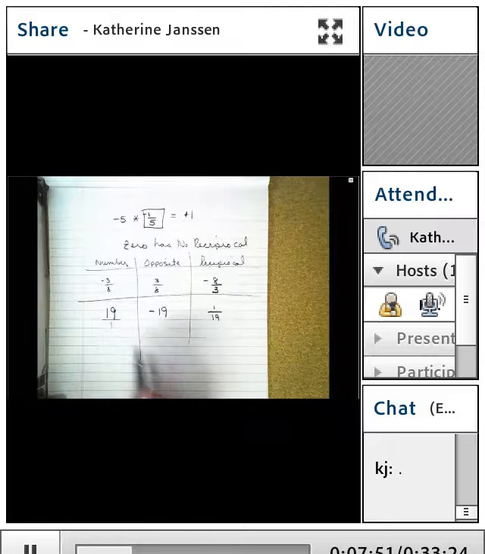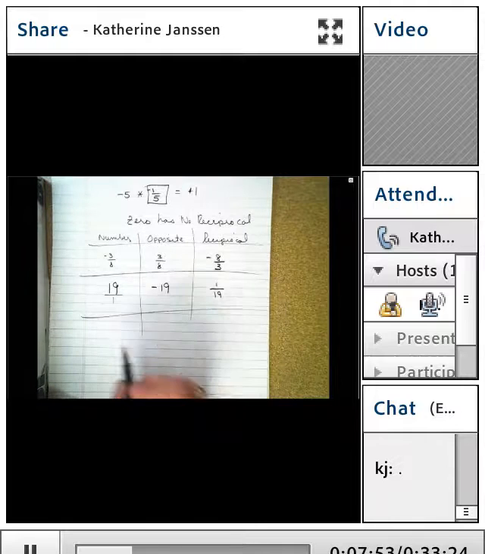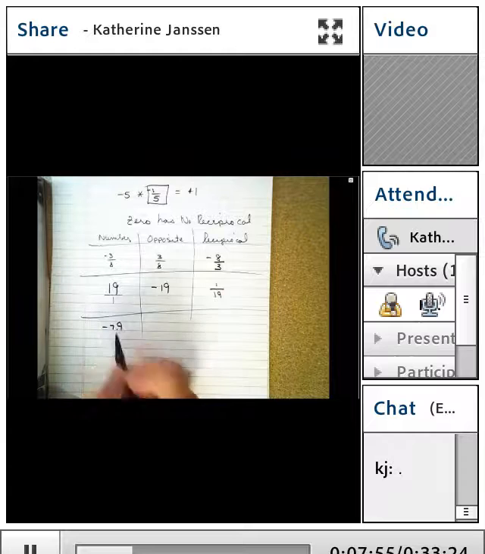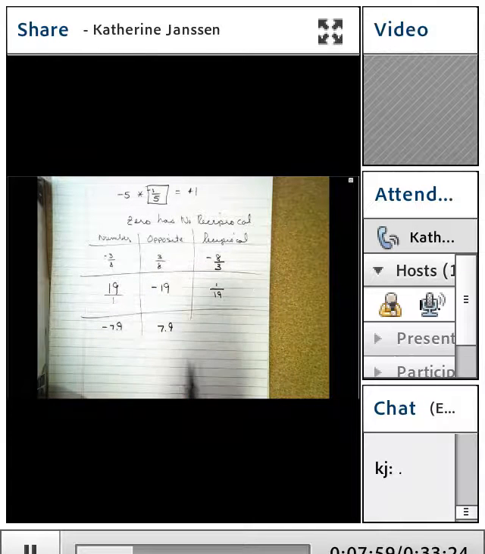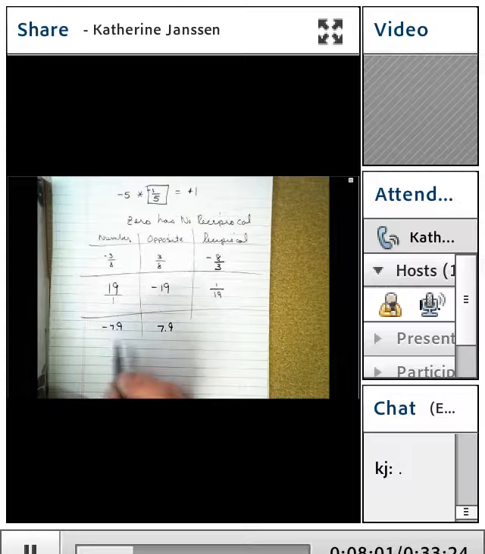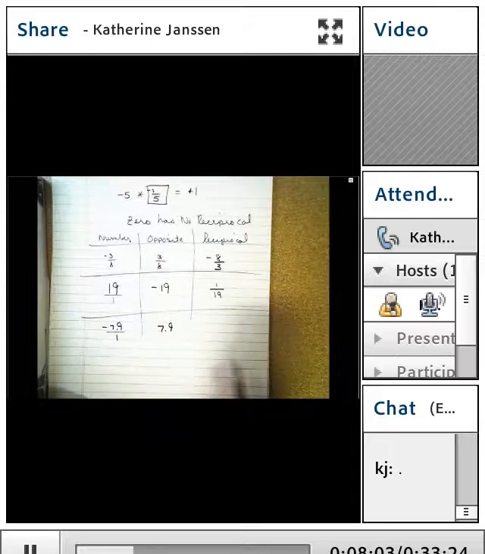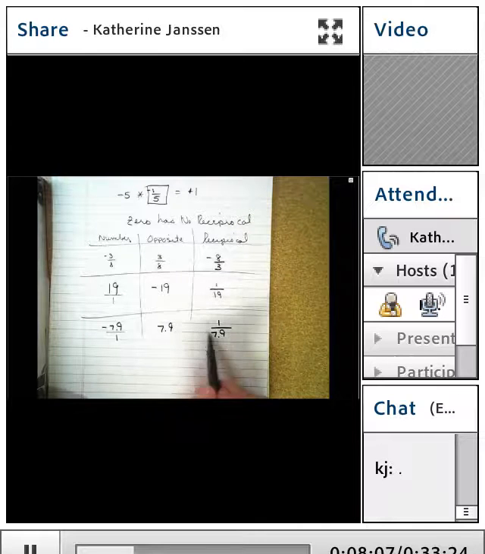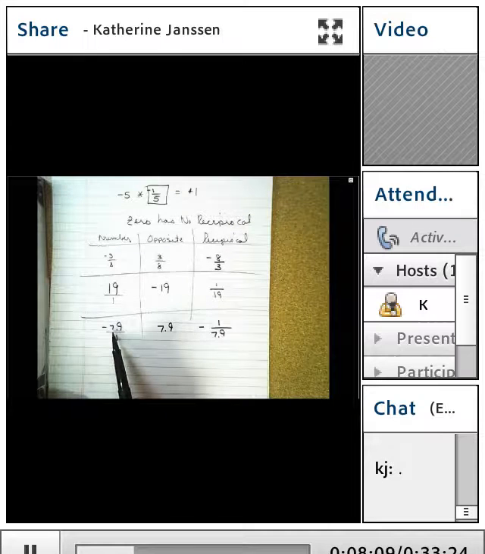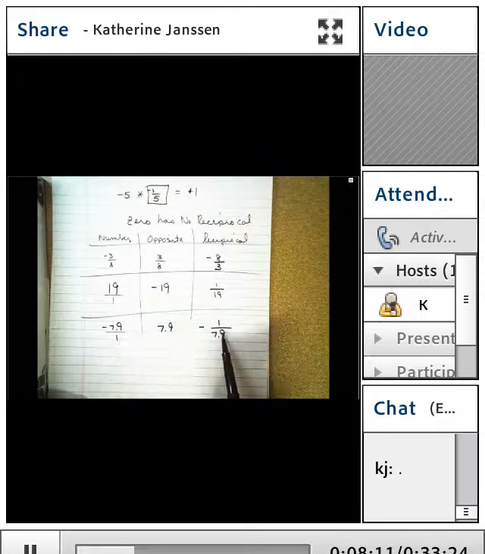Negative 7.9. Well, negative 7.9's opposite would be 7.9, and the reciprocal, well, this is negative 7.9 over 1. We're going to flip it, 1 over 7.9, and keep the sign. A negative 7.9 over 1 times a negative 1 over 7.9 would be equal to my positive 1.